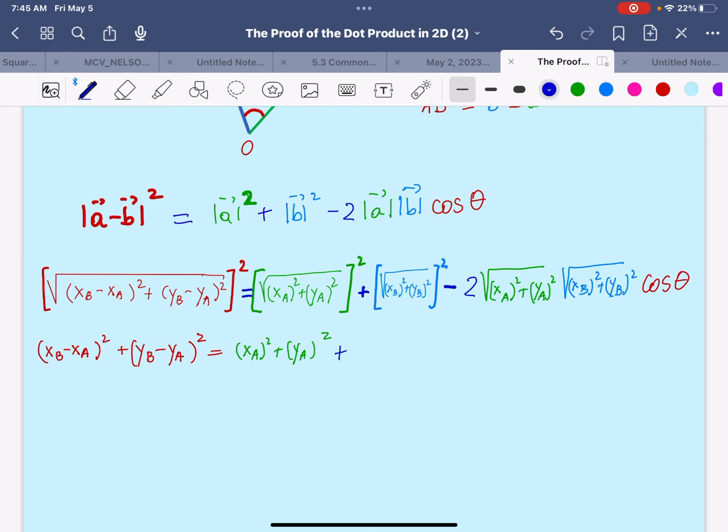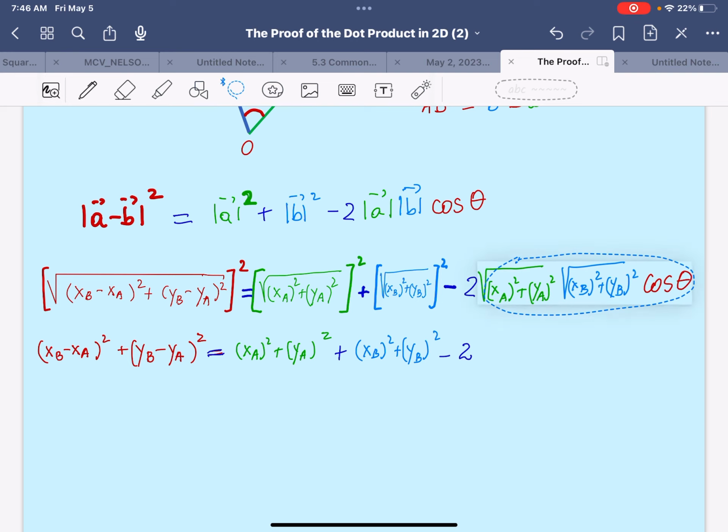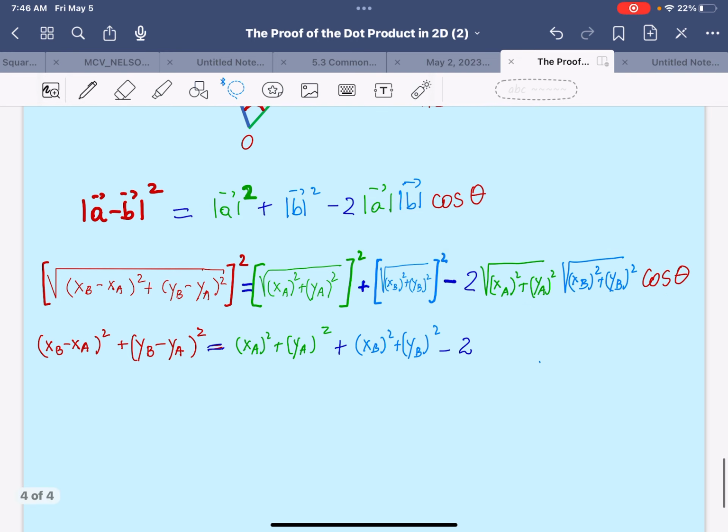And then plus xb squared plus yb squared. And then the rest of the expression is as is. So we're going to have here 2, and I will rewrite the exact same expression as is. I'm not making any changes at this point, so I'll copy and paste that. That's faster. So double of magnitude of a, magnitude of b, cosine theta.